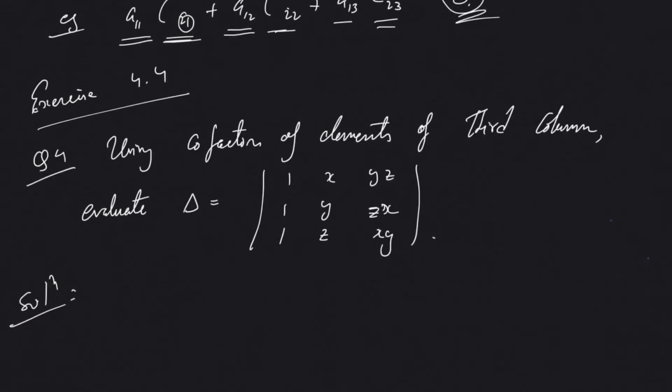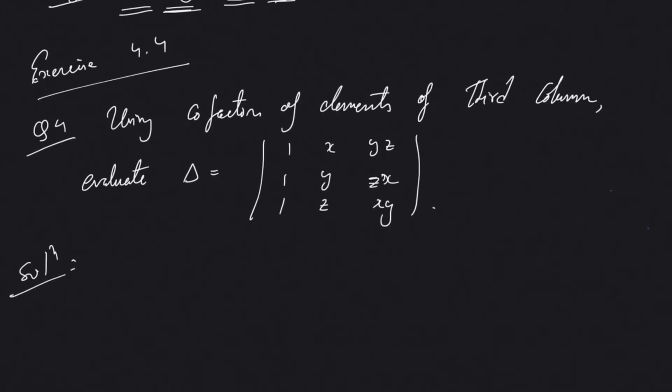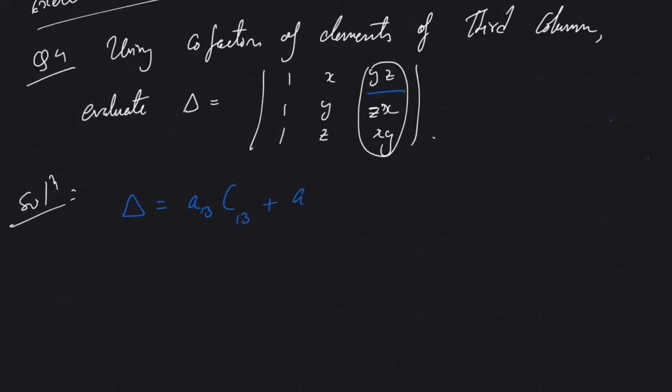So moving on to exercise 4.4, question number 4. Using cofactors of elements of the third column, so the value of the determinant should be expanded along the third column, that is A13 C13 plus A23 C23 plus A33 C33.